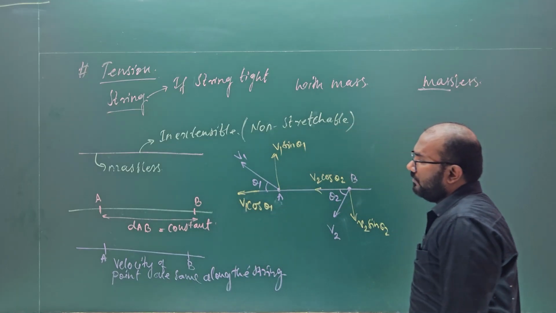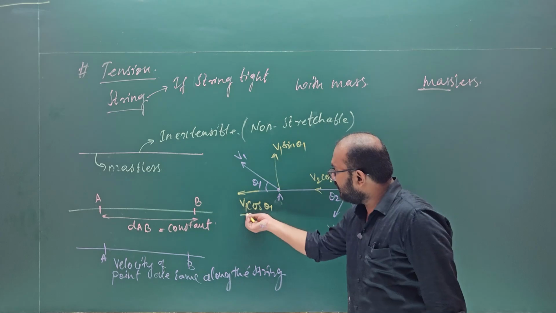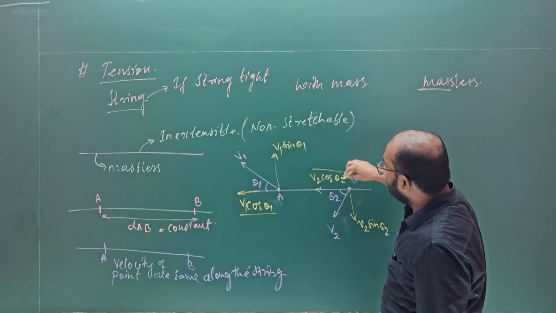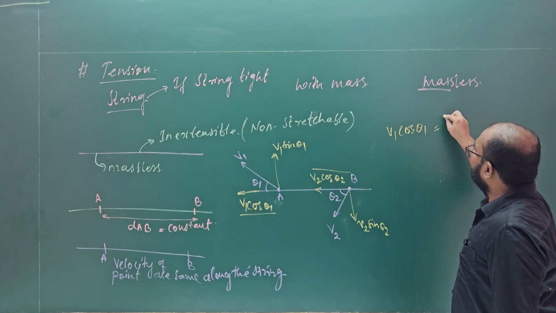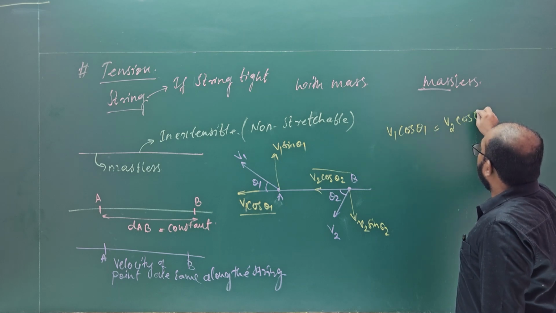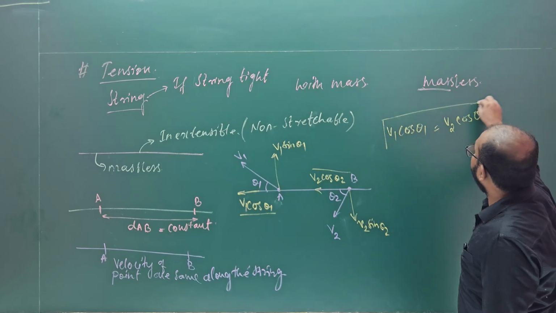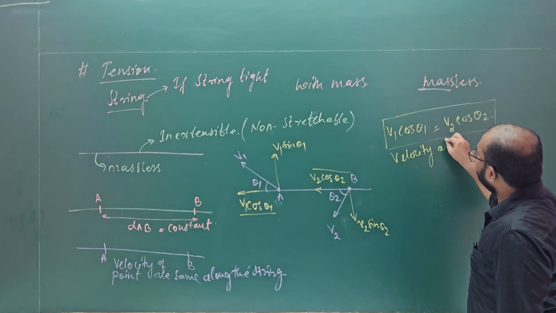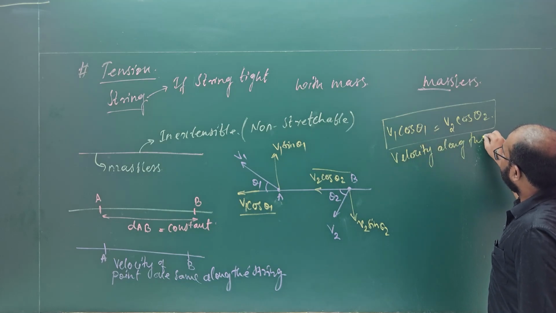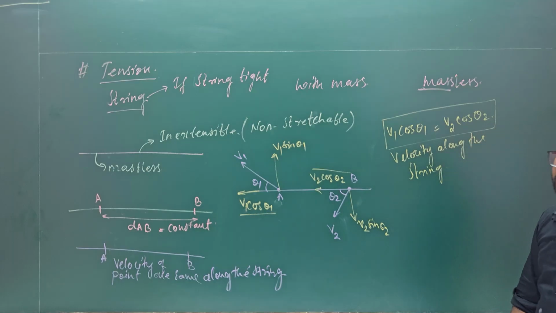कौन से component equal होंगे? Yes, the cos ones. So v1 cos theta 1 is equal to v2 cos theta 2. It always depends on the theta mentioned. So v1 and v2, these are the velocities along the string.